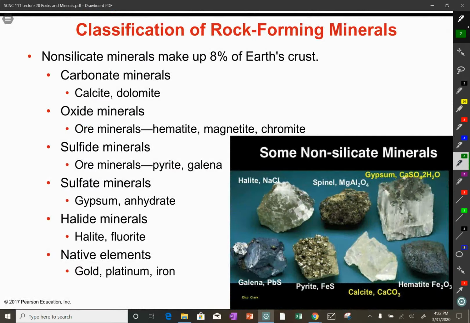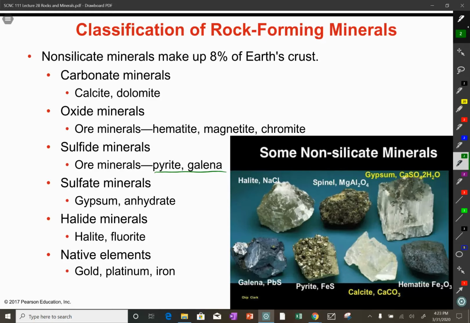Now, the 8% of the crust that is non-silicate contains a number of different things: carbonate minerals such as calcite and dolomite. You have things that are oxides, hematite, magnetite, chromite, and sulfide materials. These are really pretty: pyrite, galena. This picture of galena just doesn't do it justice. It's one of the most beautiful rocks out there, and it's just lead sulfide. Pyrite is iron sulfide. So I just view the sulfide as something that makes beautiful rocks.